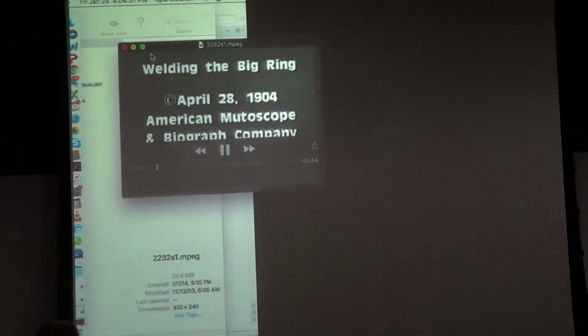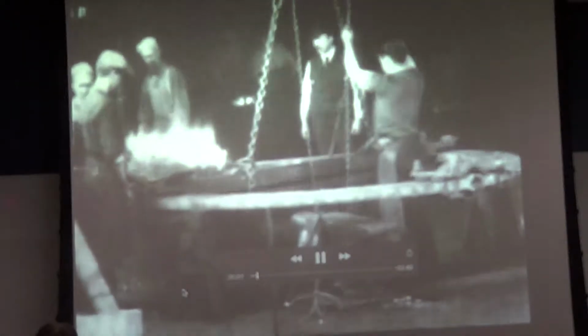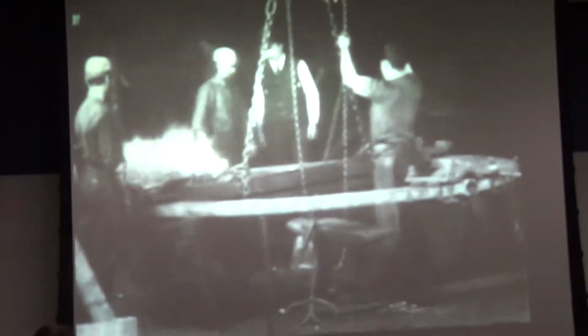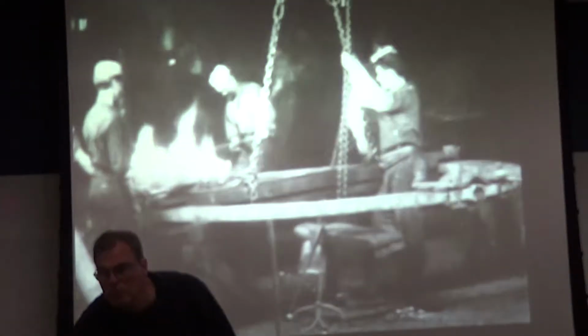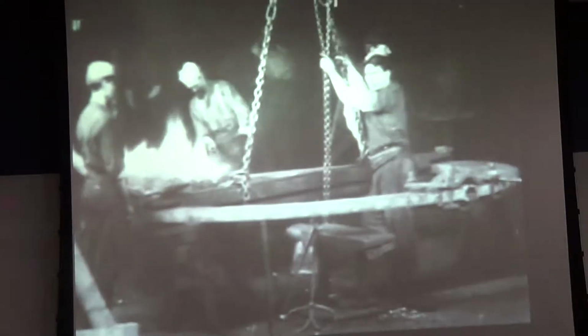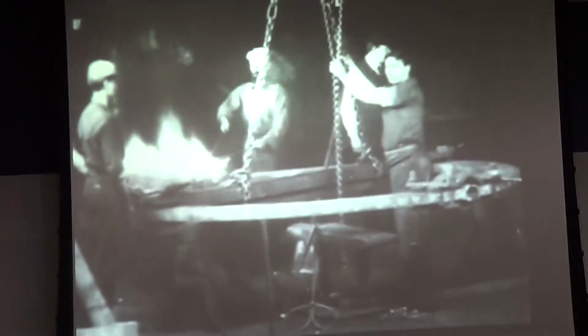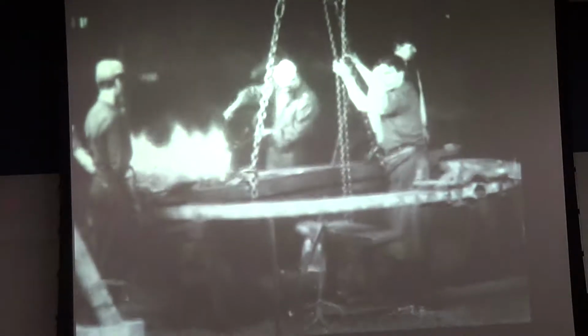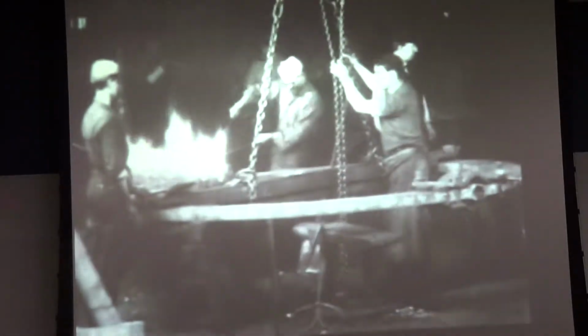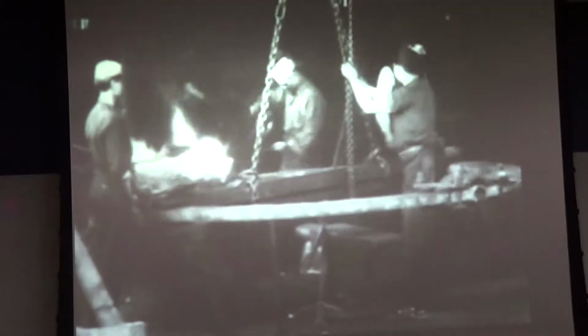So what you're seeing here is a ring being made where they've taken a bar and bent it on edge, and they've got a joint to be made. Just like with the chain that we saw earlier, where they had a tapered joint, they've done the same thing here with the tapered joint, overlap, and now they're heating just that joint, and they're going to hammer on it and weld it together. This was filmed in 1904. This was filmed at Westinghouse.